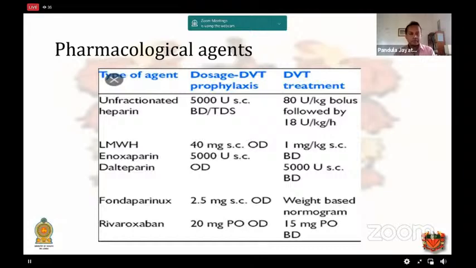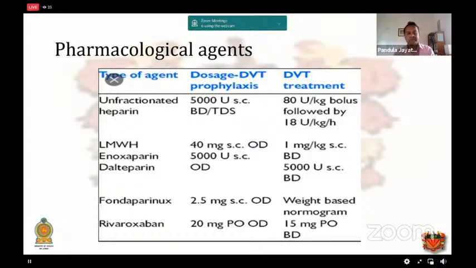Now we have two types of heparin, that is unfractionated heparin, and the other type would be low molecular weight heparin. So the low molecular weight heparin would be preferred over unfractionated heparin because you have to give a single daily dose, and you don't need to monitor the treatment, because if you are giving heparin, you have to monitor with APTT. And also heparin is associated with heparin induced thrombocytopenia, which you don't see with low molecular weight heparin.